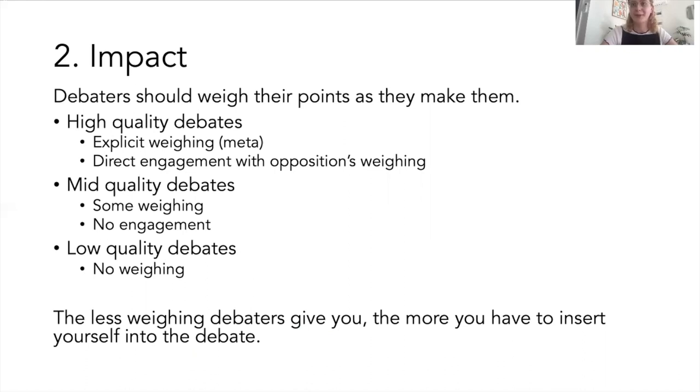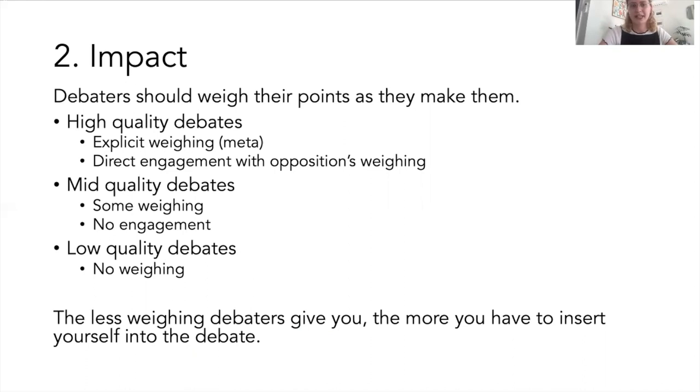So again, people will say we care about longevity versus we care about autonomy, but teams won't necessarily engage with each other's conceptions of the world, and they'll just leave it up to you to guess. In low quality debates, there tends to be no weighing, or the closest thing you get to weighing is rhetoric, where people are just like, this would be really, really bad. It would be really sad.